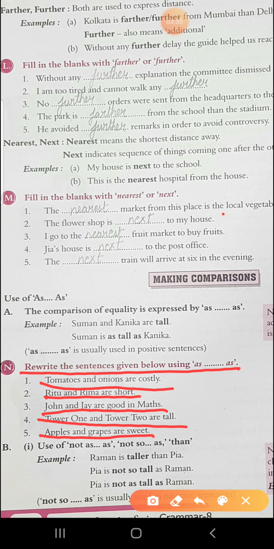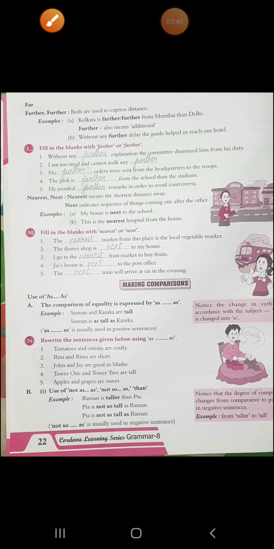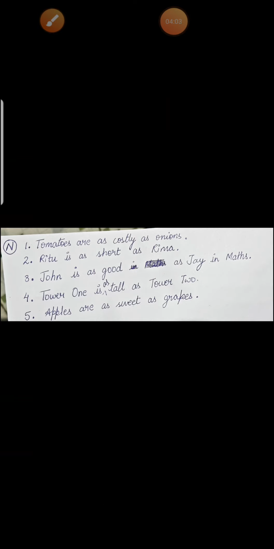Alright. Now I will show you the answers in written form. See all the 5 answers now. The first one is tomatoes are as costly as onions. Then Ritu is as short as Reema. Third is John is as good as Jay in maths. Fourth is Tower 1 is as tall as Tower 2. Fifth is apples are as sweet as grapes. You can pause this for some time and write the answers.